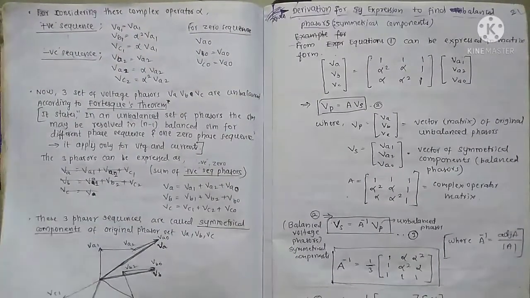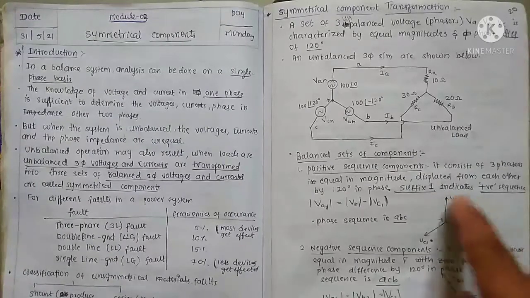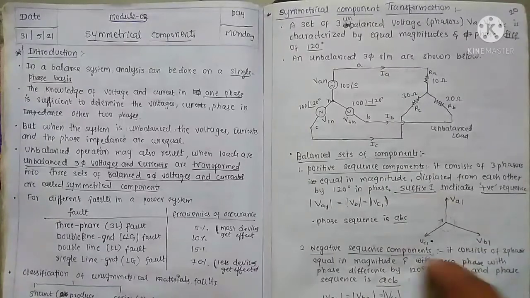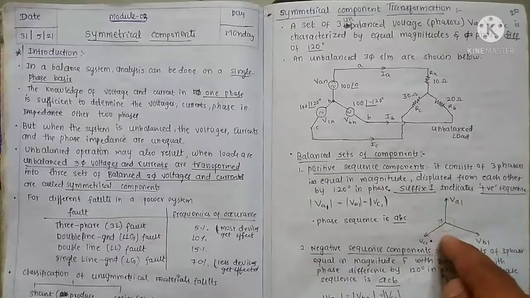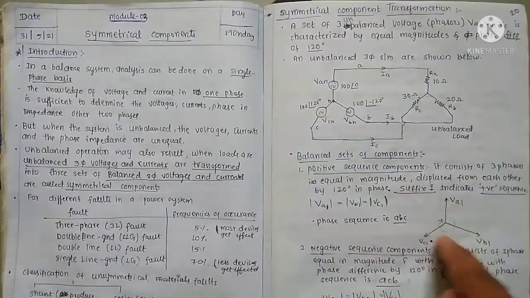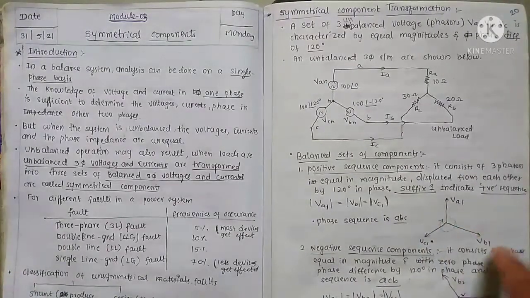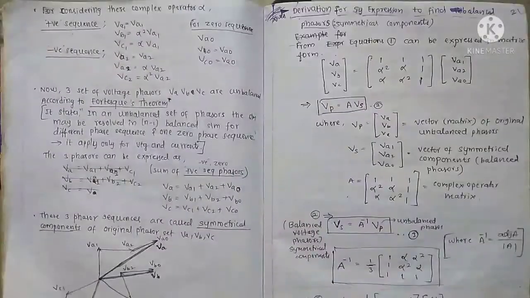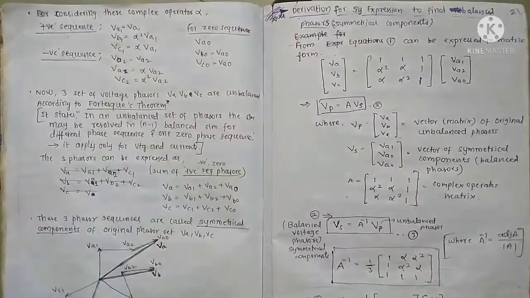Now VB1. Please do remember, for sequence ABC we go in the anti-clockwise direction. For the angle reference, that is the phase difference, we go in the clockwise direction. From VA clockwise, this is 120 degrees plus 120 degrees, total 240 degrees. VB1 is 240 degrees apart from VA1, therefore alpha square, right? Therefore VB1 is equal to alpha square times VA1.